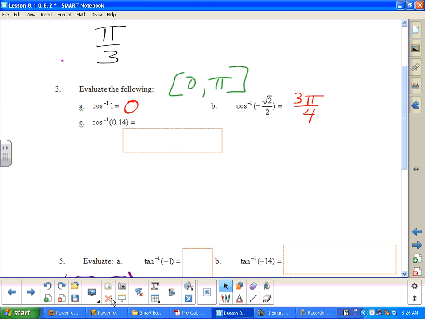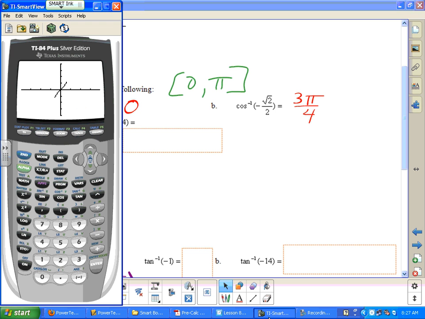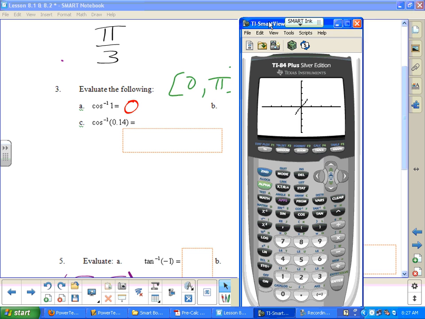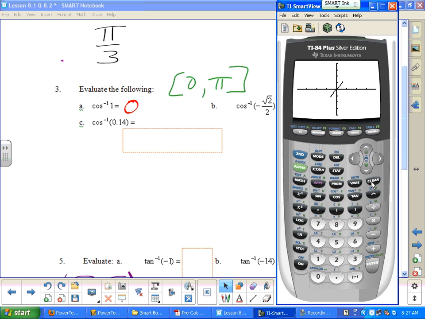Now, this one's different. 0.14 is not on my unit circle, is it? Okay, so how am I going to find that? Your calculator. Yep. Take out your calculator. Inverse cosine, 0.14. And we get 1.43.